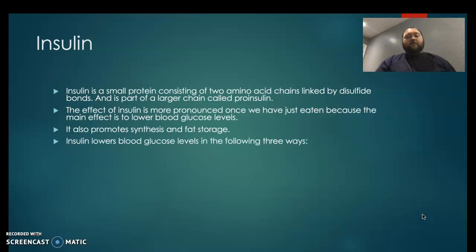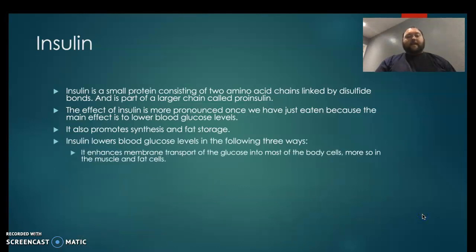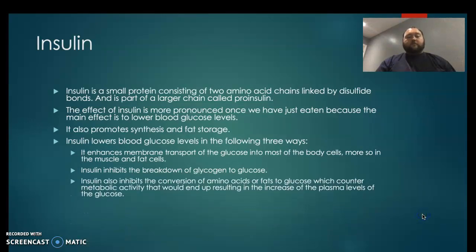Insulin lowers blood glucose levels in the following three ways. It enhances membrane transport of the glucose into most of the body cells, more so in the muscle and fat cells. Insulin inhibits the breakdown of glycogen to glucose. Insulin also inhibits the conversion of amino acids or fats to glucose, which counters metabolic activity that would end up resulting in the increase of the plasma levels of the glucose.